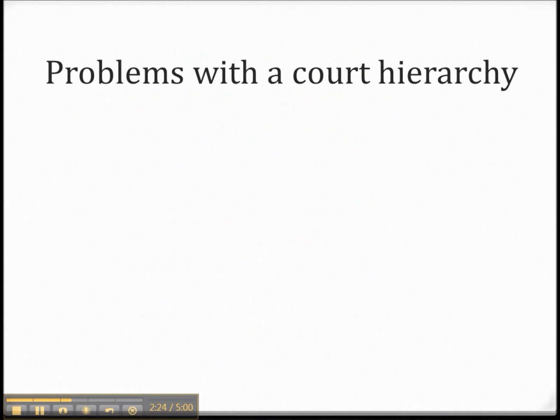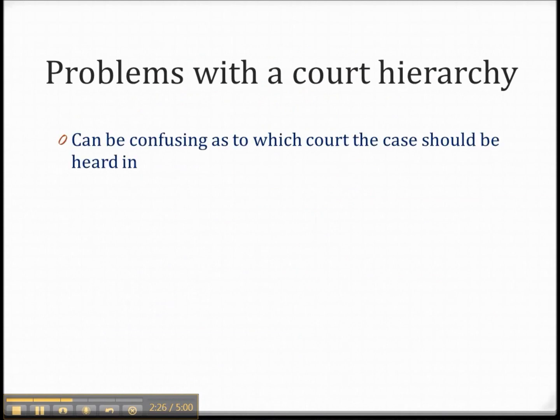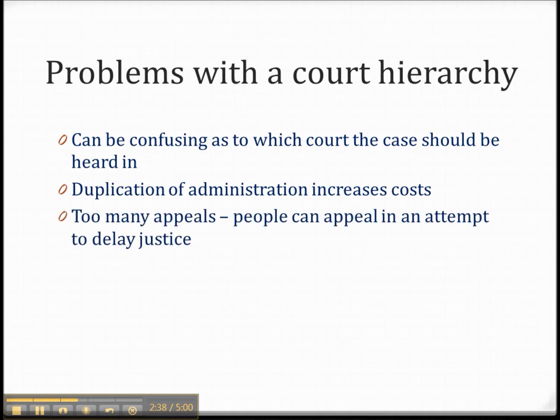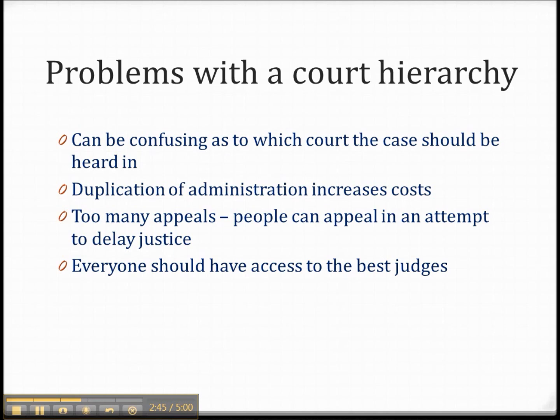There are a few problems with the court hierarchy. It can be confusing as to which court the case should be heard in. There is a duplication of administration costs, which increases the cost involved with running a court hierarchy. There can be too many appeals, that people can often appeal in an attempt to delay justice. And there's a thought that everyone should have access to the best judges, that regardless of what the case is, it's important to the people involved, and they should have access to the best judges and the best lawyers in the best courts.